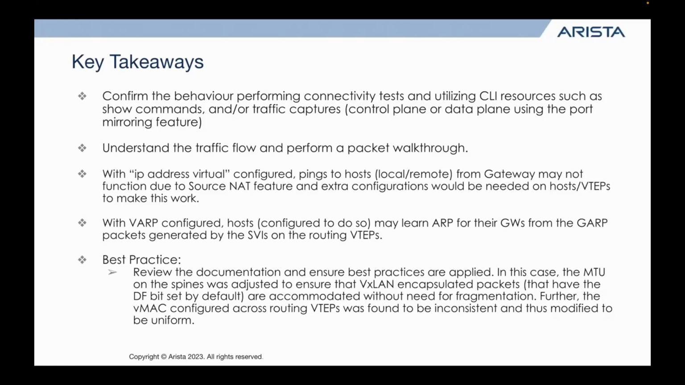With IP address virtual, the pings to the hosts, either local or remote from the gateway, may not always work due to the source NAT that we talked about. And extra configurations may be needed either on the hosts or the VTEPs to make this work. Now, if you have VARP configured, one may have hosts in their environment that would be enabled to learn ARP for their gateways from the GARP packets that are generated by the SVIs on the routing VTEPs. That would have to be kept in mind while designing the environment.